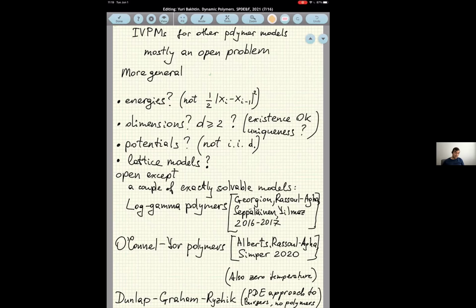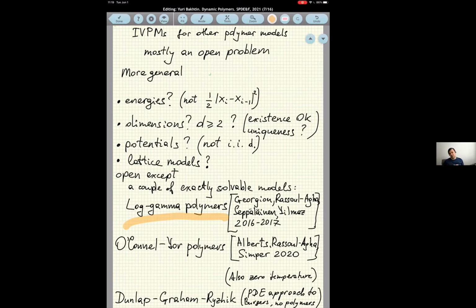So the situation where I know the answer, where existence and uniqueness of infinite volume polymer measures was established, is for log-gamma polymers, and that's joint work by a group that also studied other related questions. And you have the same for O'Connell-Yor polymers. That's a more recent work by Alberts, Rassoul-Agha, and Simper. And you can also ask the same questions for zero temperature models.